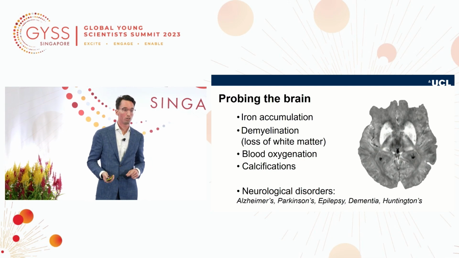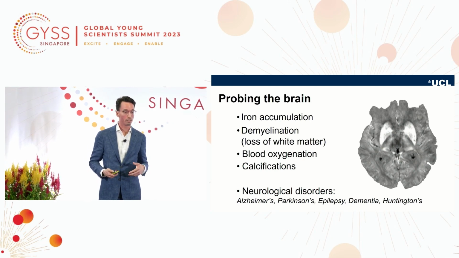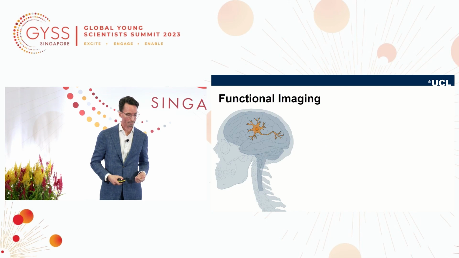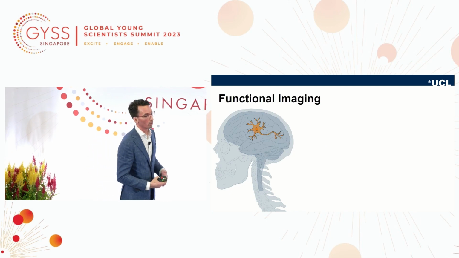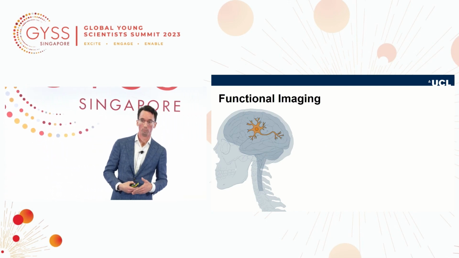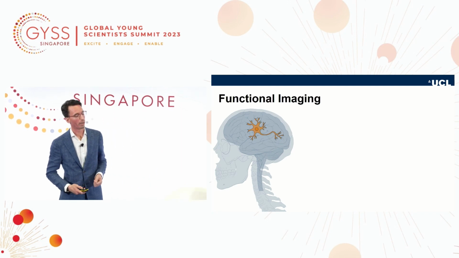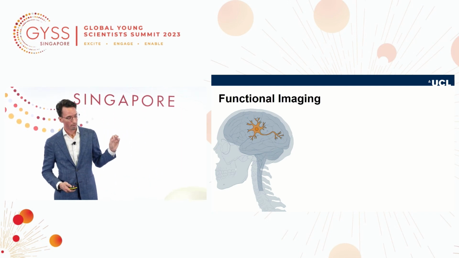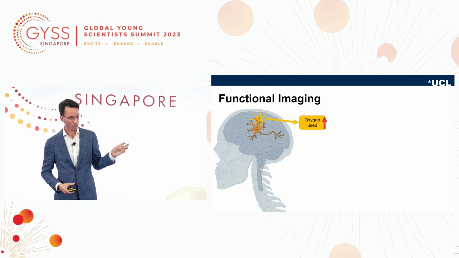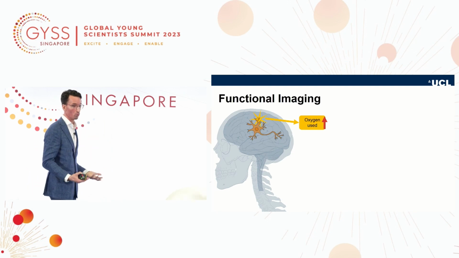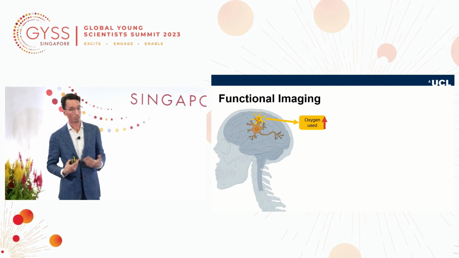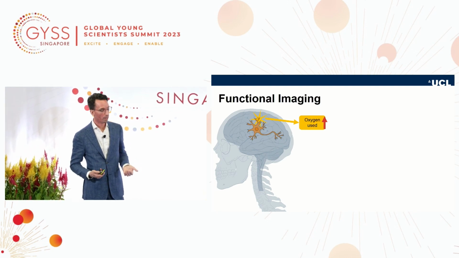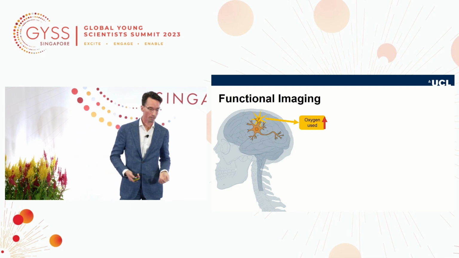But besides the structure, we also know that these neurological diseases change the function of the brain. And for that, we have a tool in MRI, which is called functional MRI. Functional MRI works by measuring the change in oxygen consumption. If your brain is active, as you're looking at these slides, your visual cortex is active. As you're fidgeting with your phone, your motor cortex is active. And that means that these regions of the brain use more oxygen than other regions of the brain.